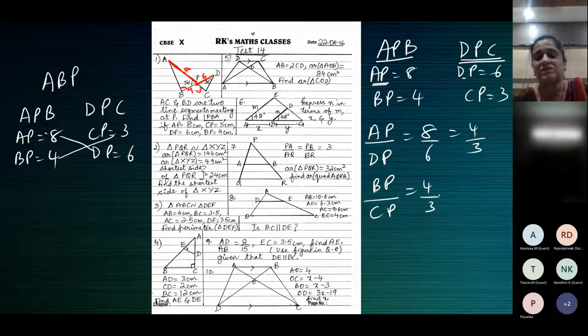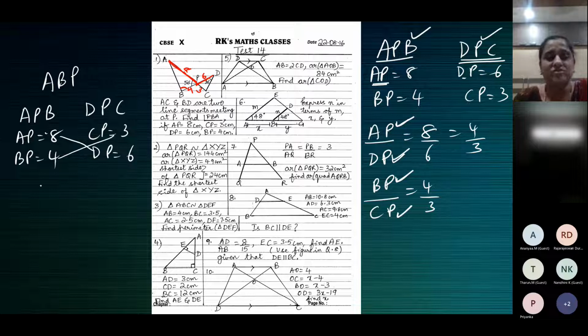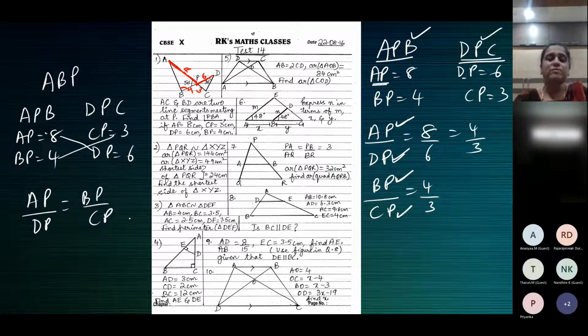And we see that the ratios are the same. AP by DP is equal to BP by CP. See here, the numerators are the sides of this triangle and the denominators are the sides of this triangle. So AP of the first triangle by DP of the second triangle is equal to 8 by 6, 4 by 3. BP of the first triangle by CP of the second triangle is equal to 4 by 3. So what do you observe? Don't write anything. You observe that AP by DP is equal to BP by CP. So corresponding sides are proportional.